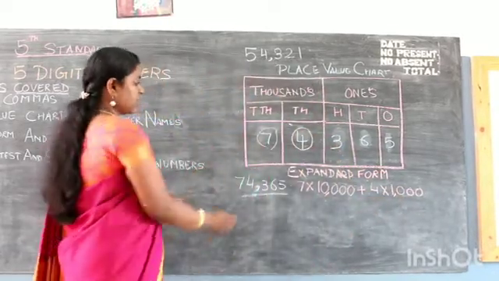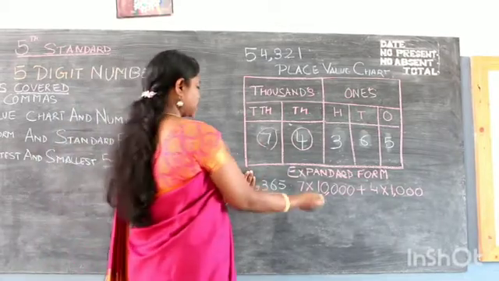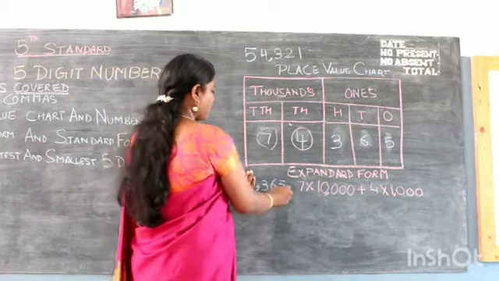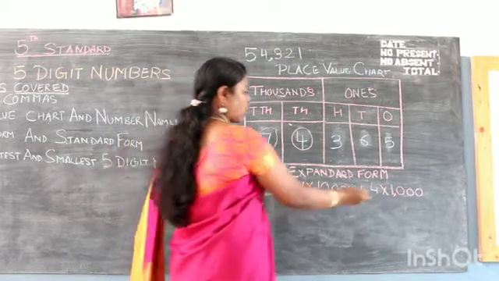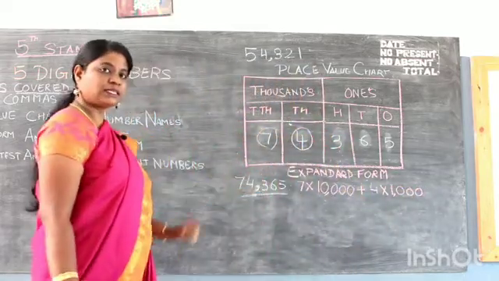See here children, if you cover the number 4 and look towards your right side, how many digits do you have? You have 1, 2, 3, 3 digits. So how many zeros are you going to put? 3 zeros. Do you understand that, children?